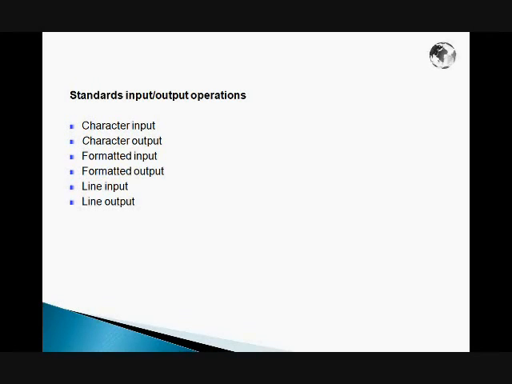Formatted output. printf formats the given arguments according to the format string and writes them to the standard output. Line input. The gets function is used to read a line of characters without dividing the line into individual words. Line output. puts writes a string to the output and follows it with a newline character.